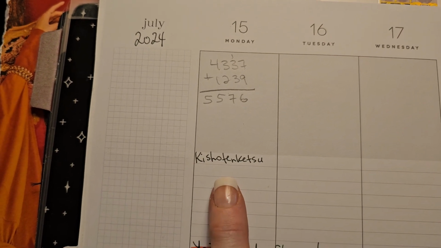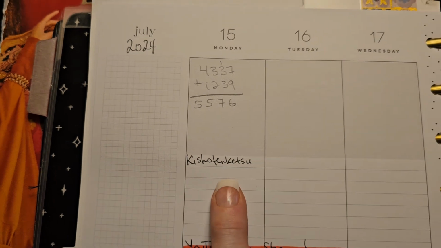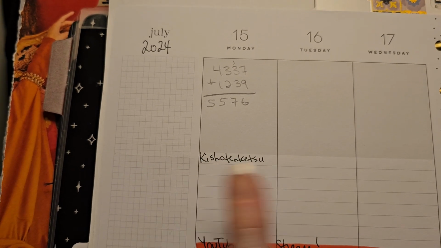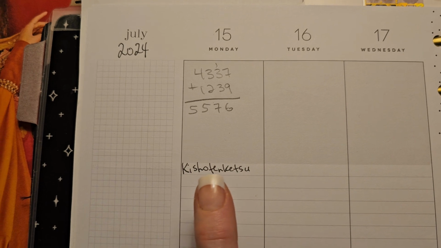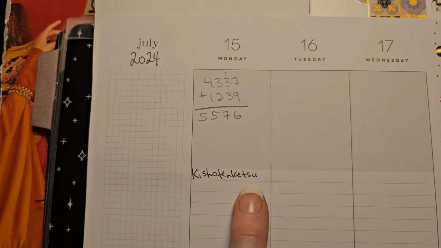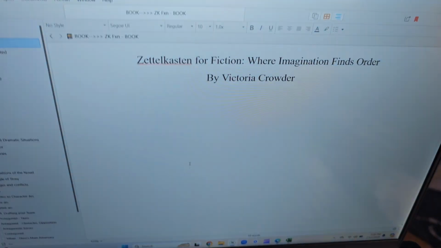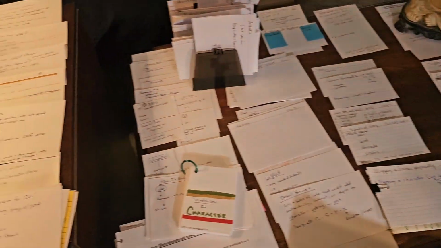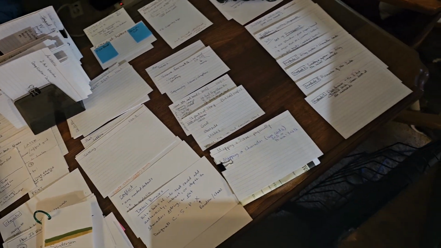Today's chapter was about Kishotenketsu, which is an Eastern form of story writing that does not revolve around conflict. Instead, it revolves around character development, potentially emotion, and a twist rather than conflict. So super exciting stuff going on in the Zettelkasten for Fiction book, which is still spread out on the tables in note cards, which are making up the chapters.